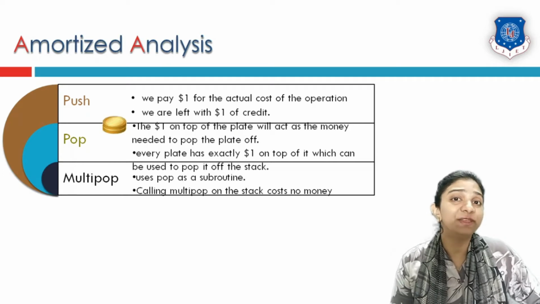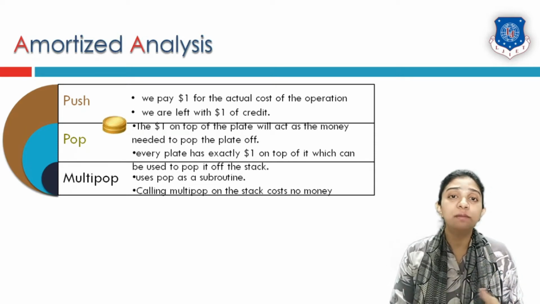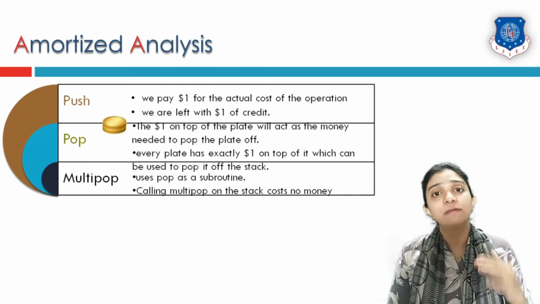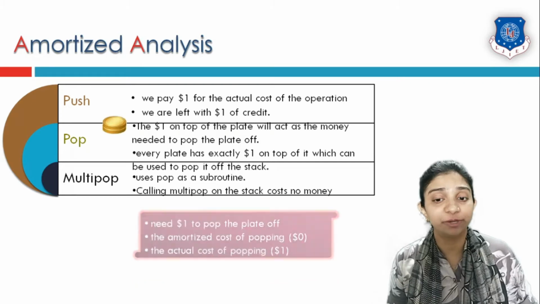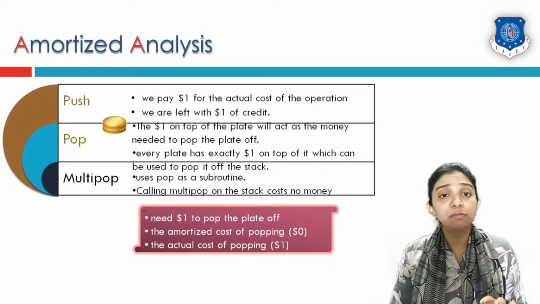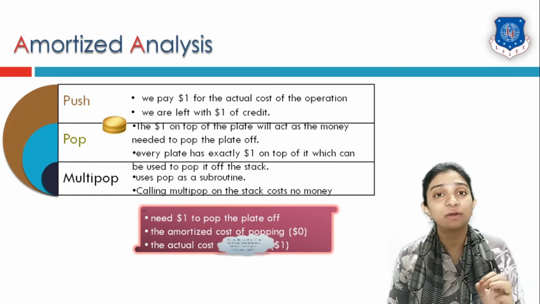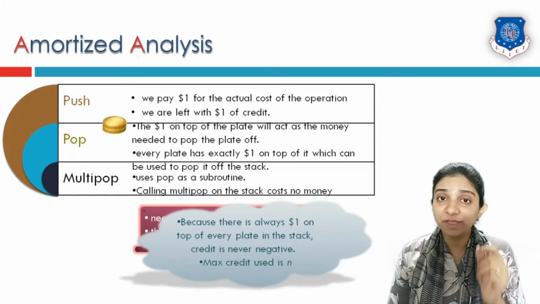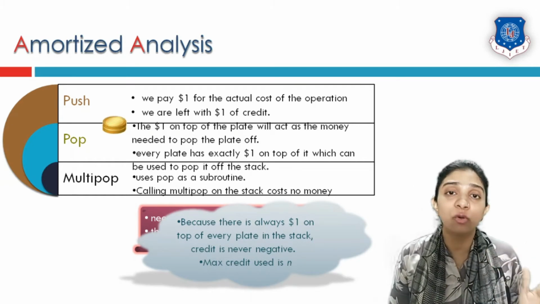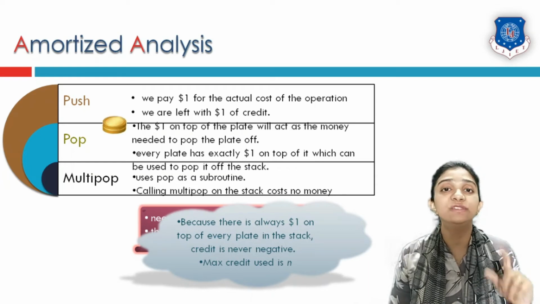So multi-pop is basically using the pop operation in its subroutine. So calling a multi-pop over the stack doesn't cost any money because it already calls pop, which is already using the credit of the push operation. So we need $1 to pop the plate off. The amortized cost of popping a plate is $0, but the actual cost is 1 because there is always $1 over the top of every plate in a stack. Credit will never go negative. So the maximum credit we can create and we can use is n.